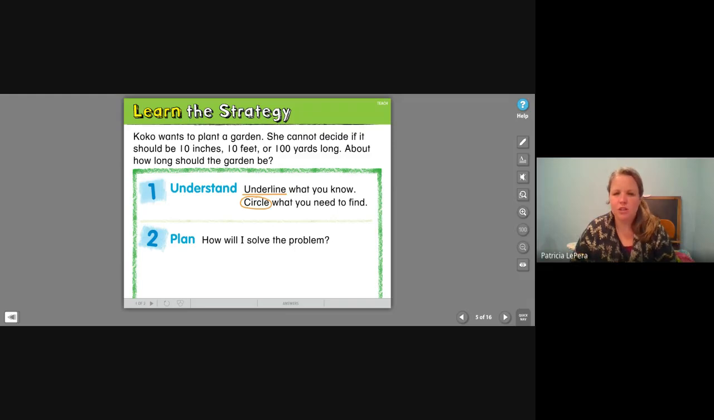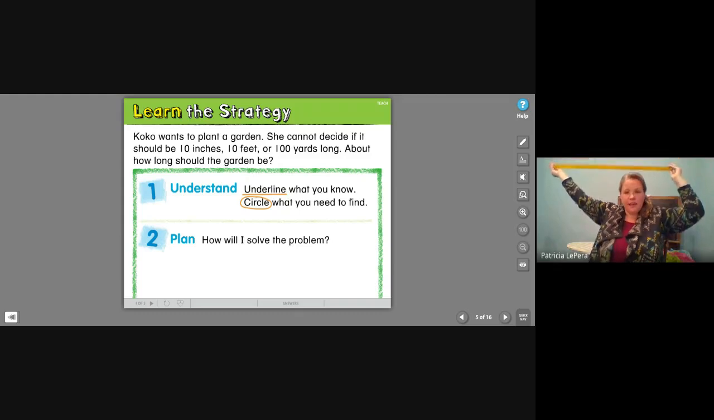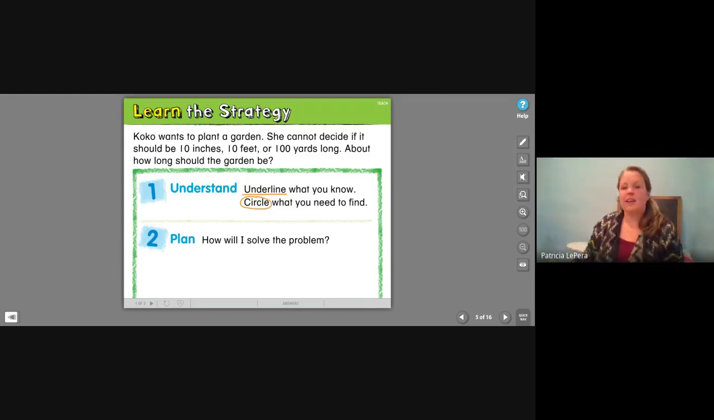Let's check 100 yards long. Now, 100 yards, and I'm going to grab my yardstick. 100 yards long is the length of 100 yardsticks. Any football fans out there, that is the length of a football field, 100 yards long. So we need to take the information that we have and try to help Coco decide what kind of garden she should plant.